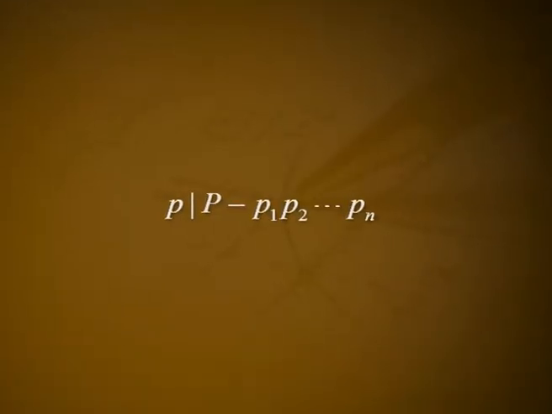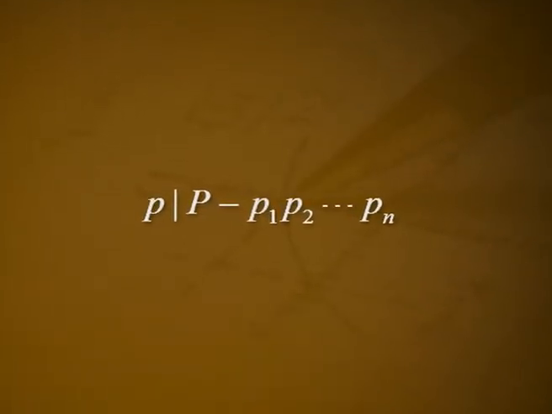Combining the divisibility relations, p divides P1 times P2 times etc. times Pn. With p divides P, we arrive at p divides P minus P1 times P2 times etc. times Pn, or equivalently p divides 1. The only positive divisor of the integer 1 is 1 itself, and because p is greater than 1, a contradiction arises. Thus, no finite list of primes is complete. Hence, the number of primes is infinite.